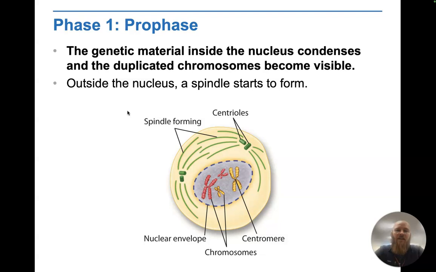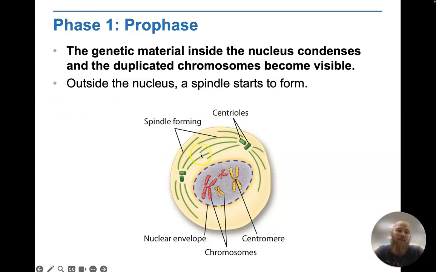So the first phase of mitosis is called prophase. Now this is where we condense the genetic material inside the nucleus, and we're going to be able to visibly see it in the form of chromosomes. And once we have it nice, neat, and condensed, we're actually able to make those copies. And we can see those 2 sister chromatids for each of these chromosomes inside the nucleus.